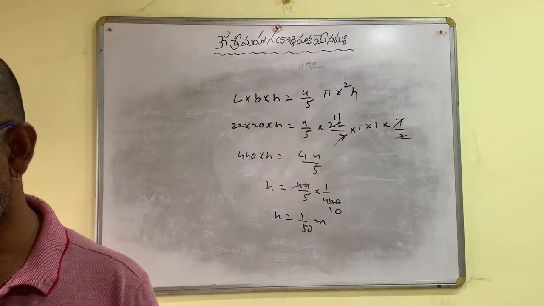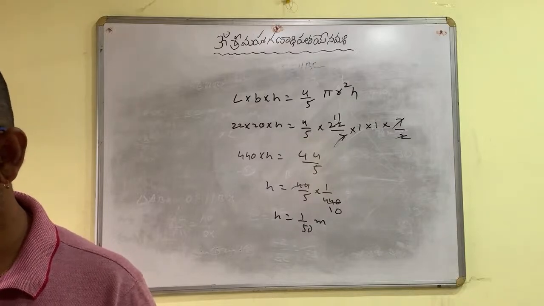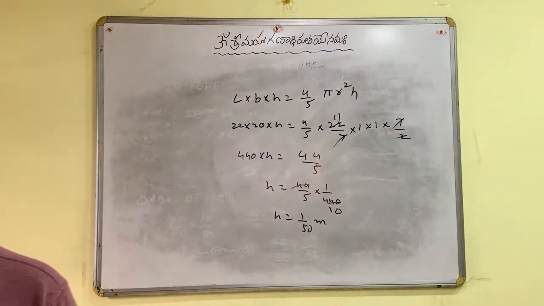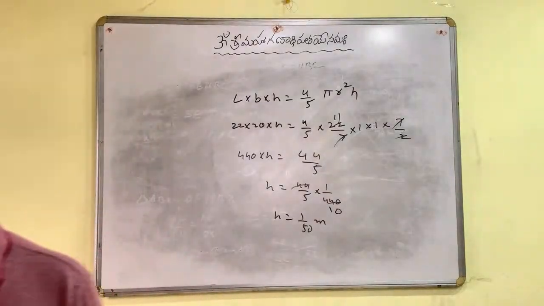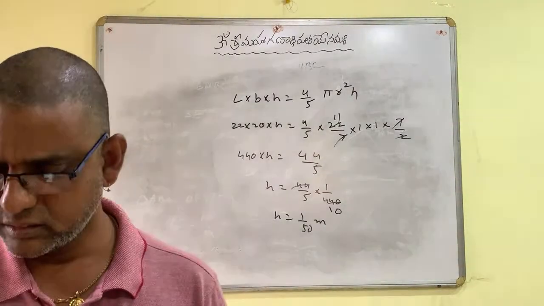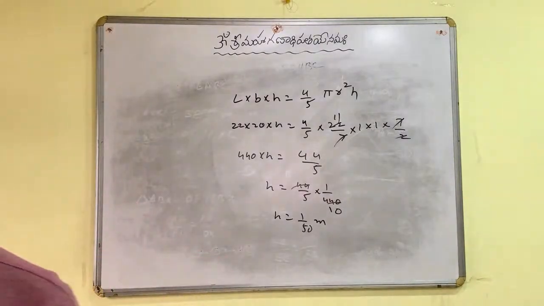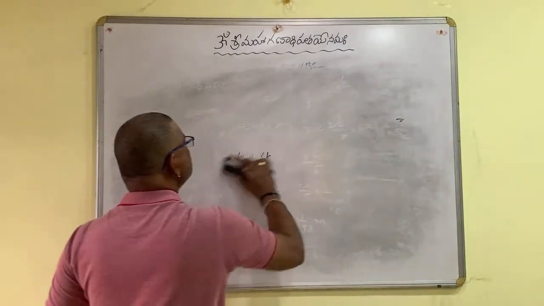First question. Find the zeros of the polynomial 7y square minus 11/3y minus 2/3 and verify the relation between zeros and coefficients. Again take LCM. You take LCM first. 3 is the LCM. 21y square minus 11y minus 2, with 1/3 outside. Find out the zeros.